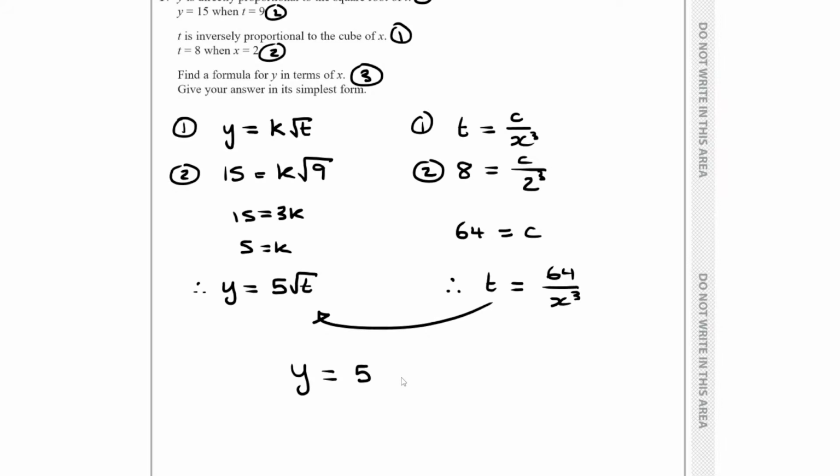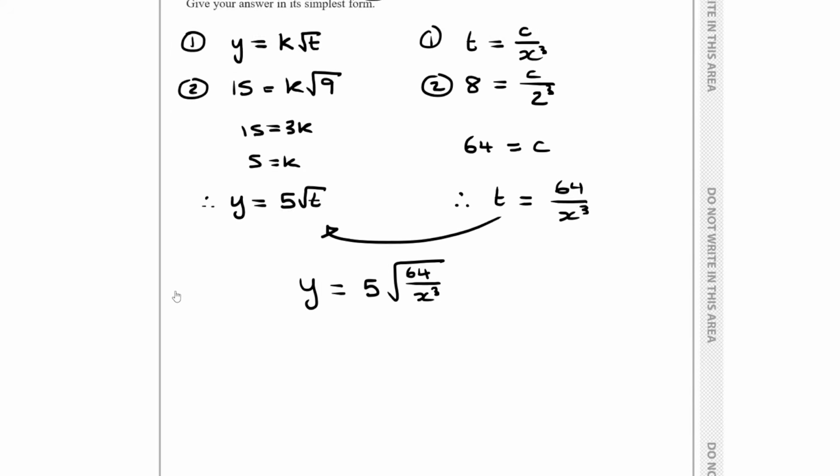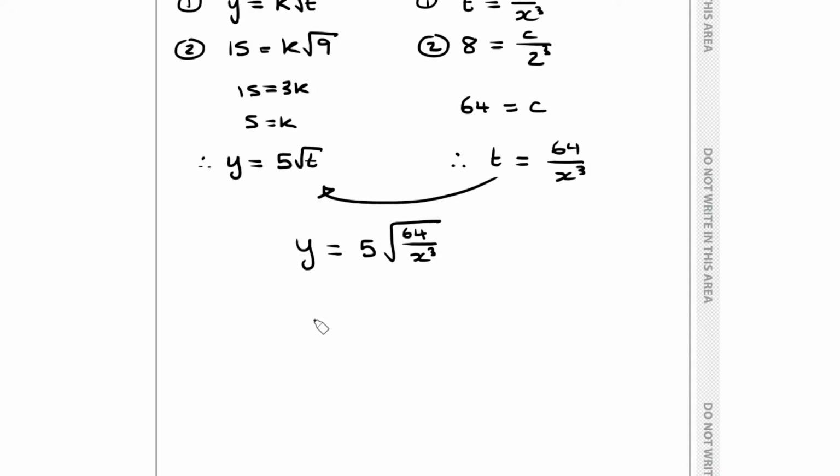So y equals 5, and instead of root t, I'm going to put all of this. You see how now I've got y as the subject, and then I've only got x as a letter. I don't have t anymore. I obviously don't have k or c or anything. So that is a formula for y in terms of x, but they also do want it in its simplest form. So at this point, I just need to simplify.